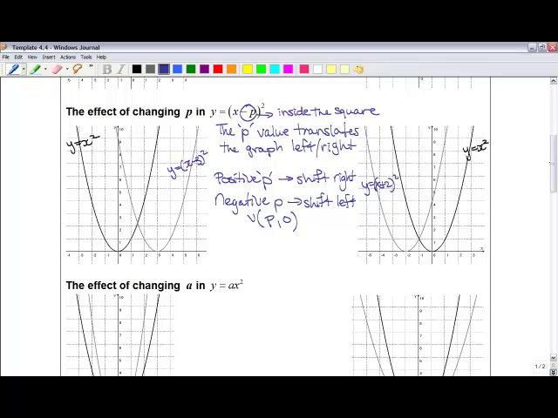If we combine both the p and q values, what we're going to end up with is a vertex of p, q. So as long as it's written in the form y equals x minus p all squared plus q, our vertex is p, q. That's worthwhile remembering, I think.